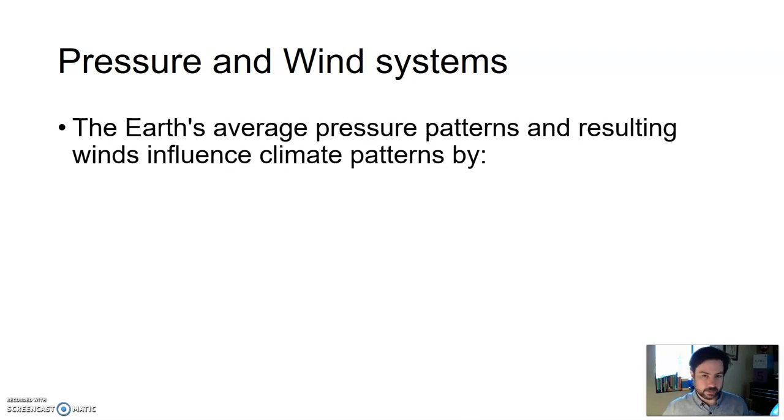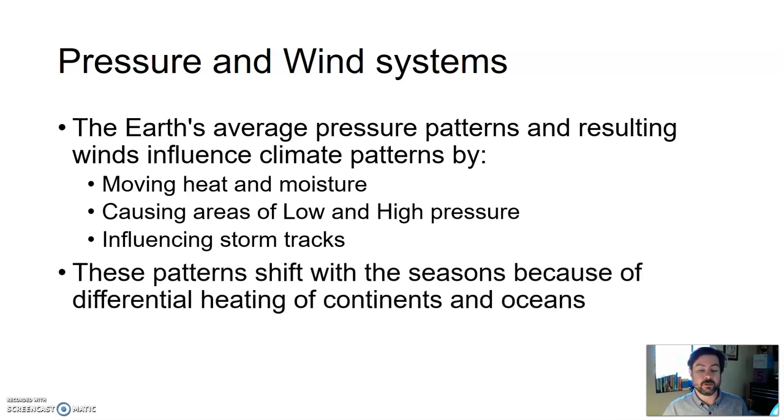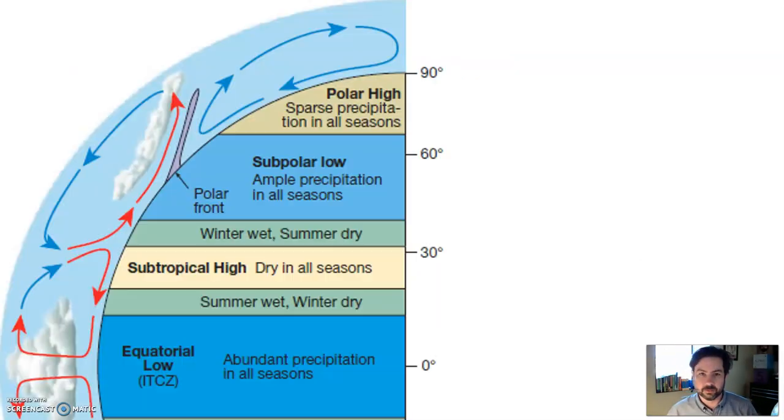So again, when we're looking at wind systems and pressure systems, the Earth's average pressure and wind patterns influence climate by moving heat and moisture. So hot air rises, cold air sinks. It causes areas of low and high pressure, influencing the tracks of storms. These patterns shift with seasons because of differential heating of the continents, and the reason we have seasons is because the Earth is tilted. Again, more on that in another class if that interests you. So here we're just talking about what influences climate.